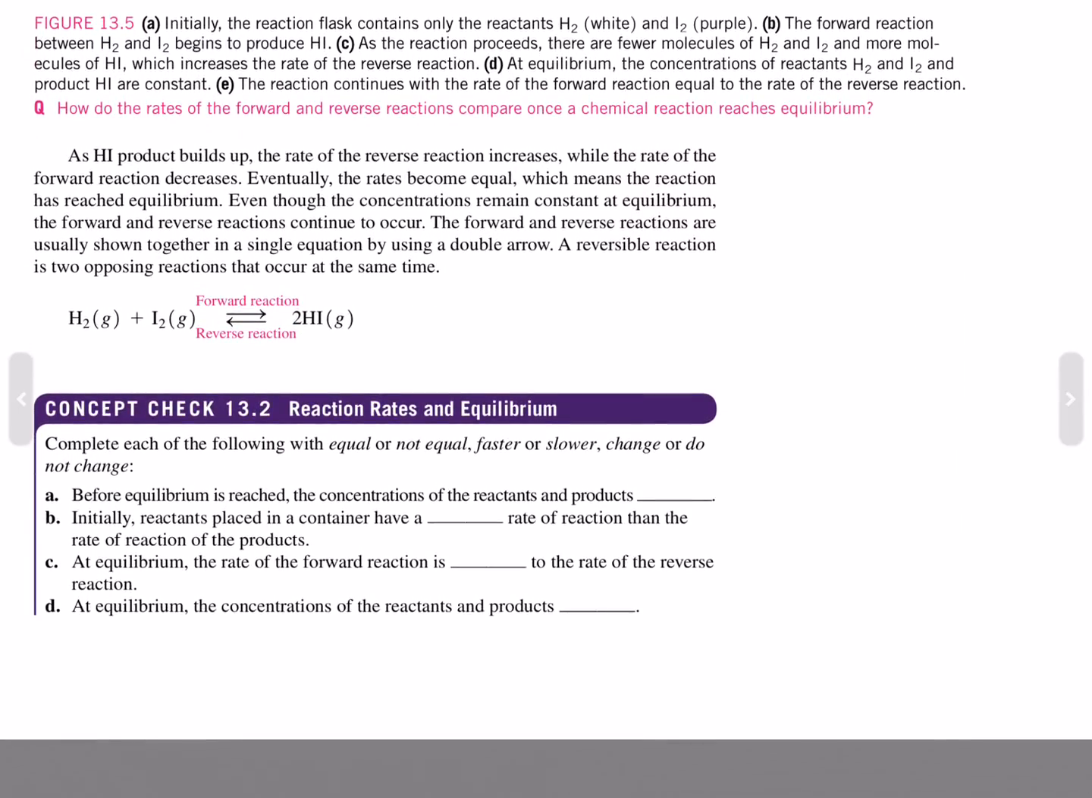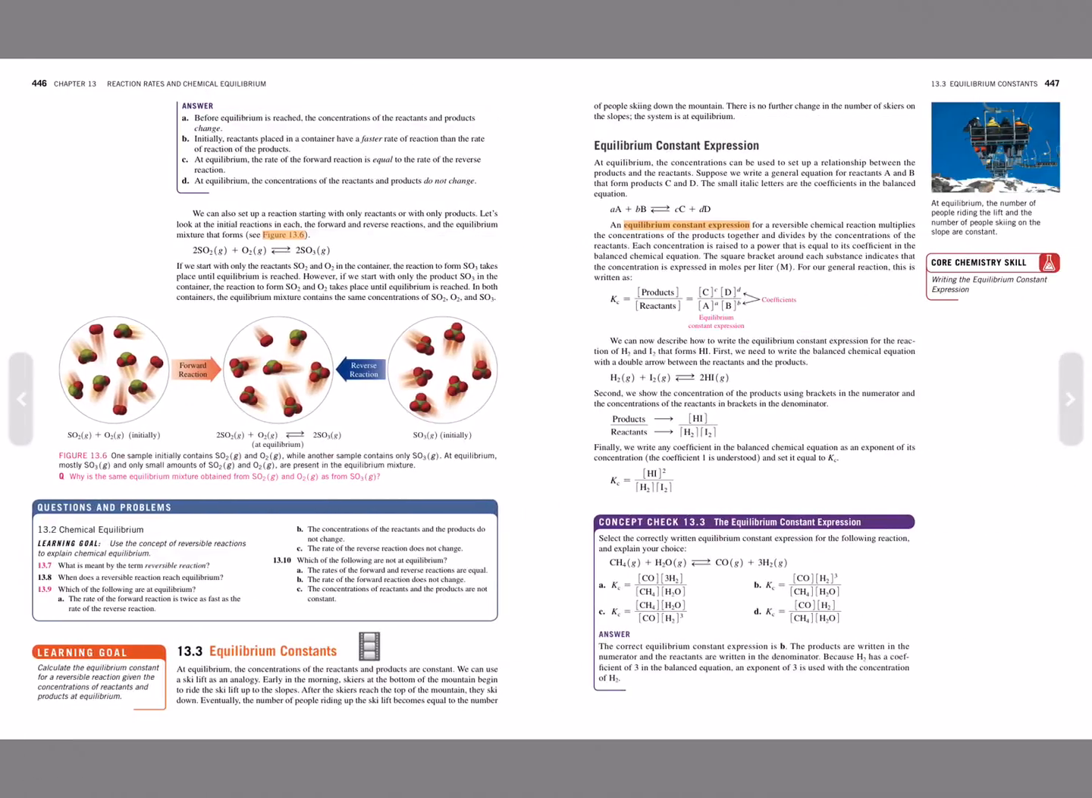As HI product builds up, the rate of the reverse reaction increases while the rate of the forward reaction decreases. Eventually, the rates become equal, which means the reaction has reached equilibrium. Even though the concentrations remain constant at equilibrium, the forward and reverse reactions continue to occur. The forward and reverse reactions are usually shown together in a single equation using a double arrow, a reversible reaction arrow, for two opposing reactions that occur at the same time.